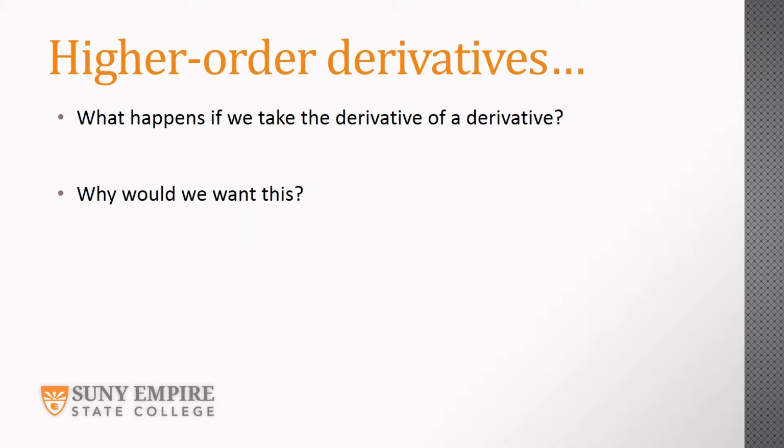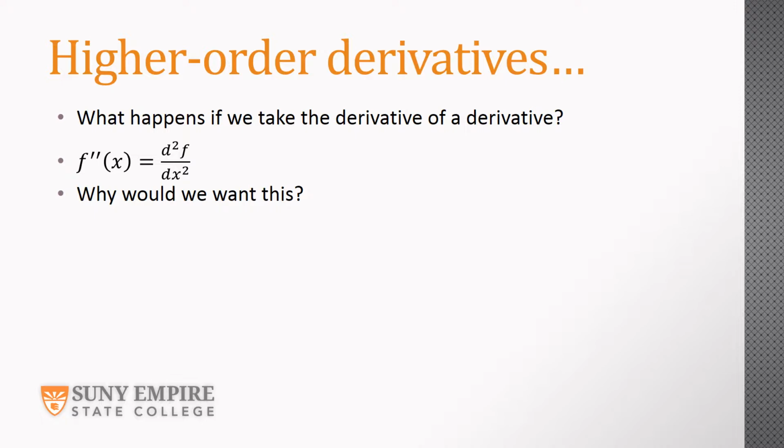Now to blow the mind. What happens if we take the derivative of a derivative? We can surely do this. For notation, we have d squared f with respect to x squared, or f double prime of x. But why would we ever want to do this? What information does this second derivative give us?